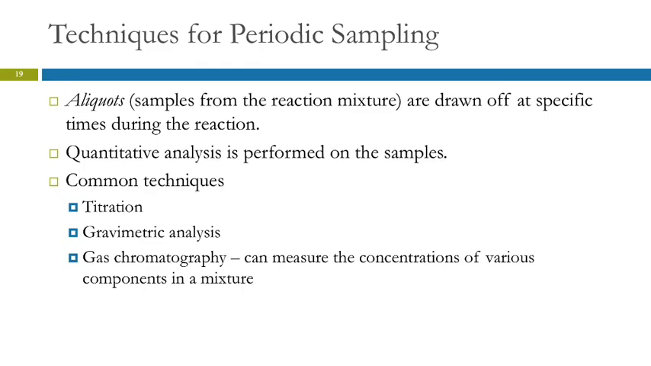So then we do quantitative analysis. I don't know what it's doing. Quantitative analysis on those samples, and there are lots of different techniques that can be used for this. We can use titration. You pull the sample out and you titrate it to maybe find out how much acid is in the reaction mixture. Gravimetric analysis, where you'll use a precipitating agent to precipitate the substance of interest. Or we can use gas chromatography.